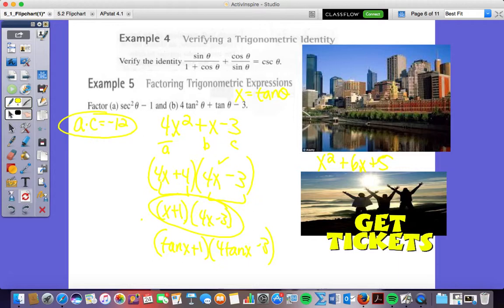Don't you have to leave that 4 outside? Traditionally, yes, but with the A times C method, you do not. How do you write this? You replace the tangents with the x. What's the first one? That's just another problem, how we factored it. We said it was secant plus 1 and secant minus 1, the difference. It's just a whole different problem.